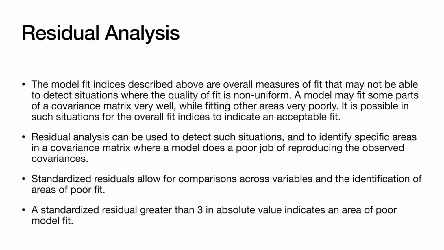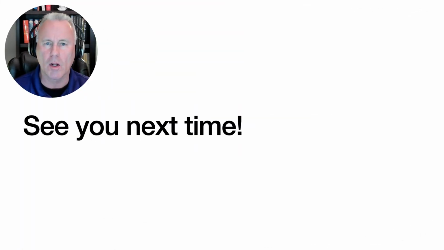Standardized residuals allow for comparisons across variables and the identification of areas of poor fit. So it's going to be important to calculate the standardized residuals because it allows us to compare the sizes of the residuals across the various variance components as well as the covariance entries. A standardized residual greater than 3 in absolute value indicates an area of poor model fit. So we'll be using all of these fit indices when we assess the quality of the fit of a structural equation model. That's what I wanted to show you in this video. I'll see you in the next lecture video.